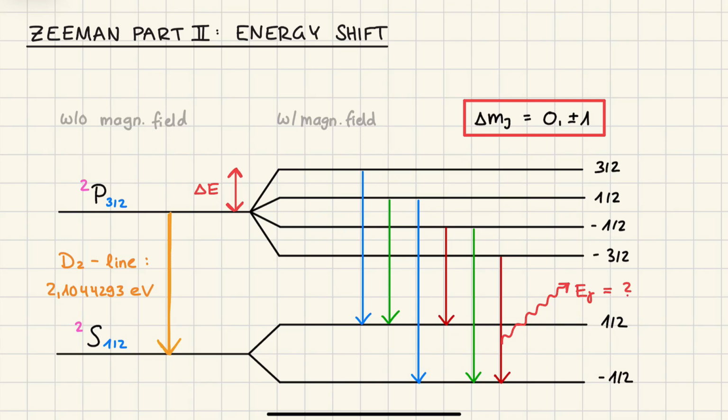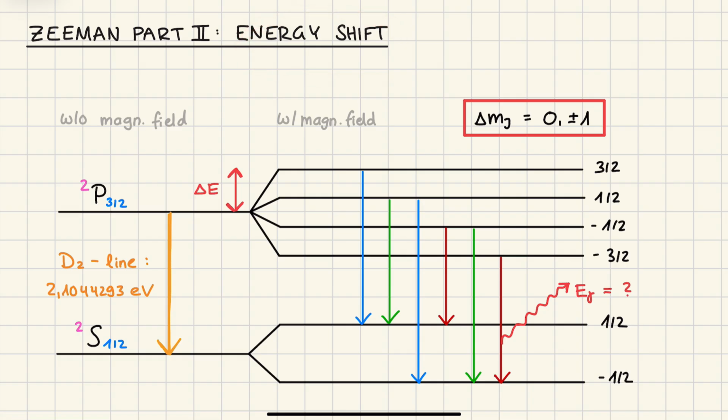In this second video about the Zeeman effect, we're going to learn how to calculate the Zeeman energy shift and the energy of the emitted photon. If you are not familiar with those sublevels and the allowed transitions and so on in this diagram right here, I recommend you watch the first video about the Zeeman effect, which I'm going to link in the description down below, because this one builds upon that knowledge.